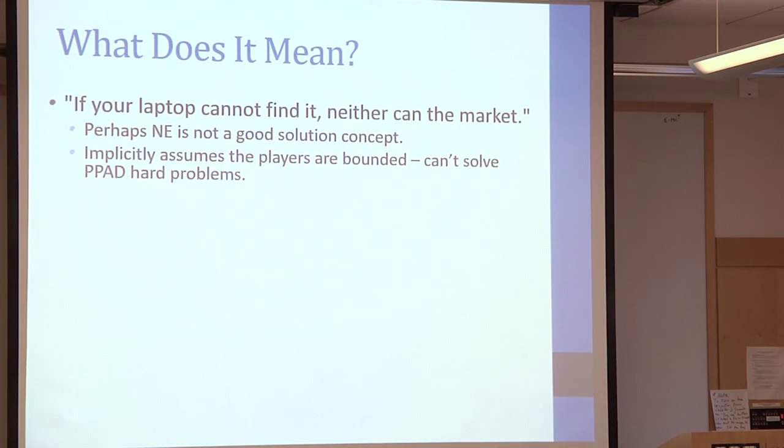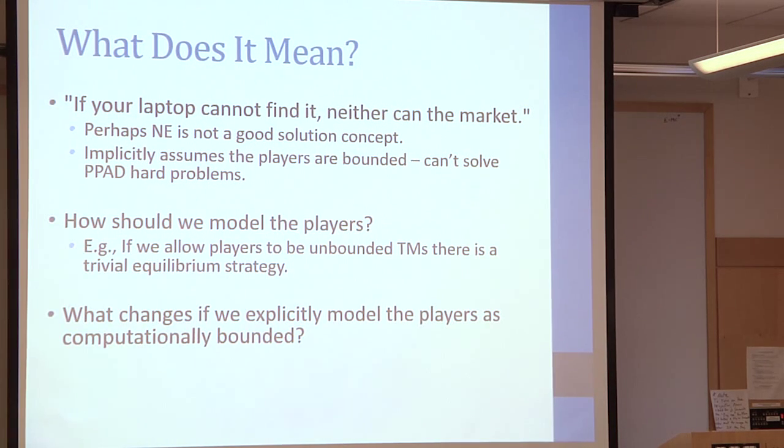But this kind of statement implicitly assumes the players are bounded. It assumes the players can't compute PPAD problems, right? Otherwise, we shouldn't care about that. So here, the question is, how should we model that? Right, if we allow the players to be unbounded Turing machines, there's a trivial solution. They first compute the Nash equilibrium and play by it. That's their strategy. It's not very complicated. The question is, what changes if we explicitly model them as computationally bounded? Okay.